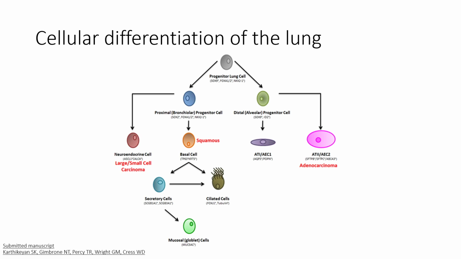Now here's a schematic that I had made for a publication that I contributed to, and this is going to go over pretty much the basic cellular differentiation of different lung cells, starting with the progenitor lung cell. Now, the progenitor lung cell is going to be SOX9, FOXA1/2, and NKX2-1 positive. Keep in mind NKX2-1, as that's going to play a role in our further discussions. From the progenitor lung cell, that one cell is going to differentiate into two different cell types. The two different cell types are going to be the proximal progenitor cell, which is represented in the dark blue there, and the distal or alveolar progenitor cell, represented in the dark green there.